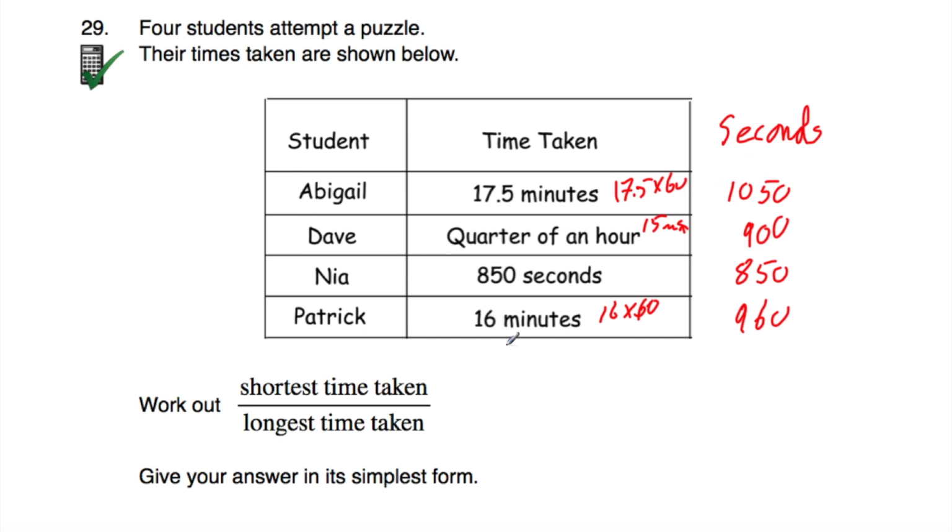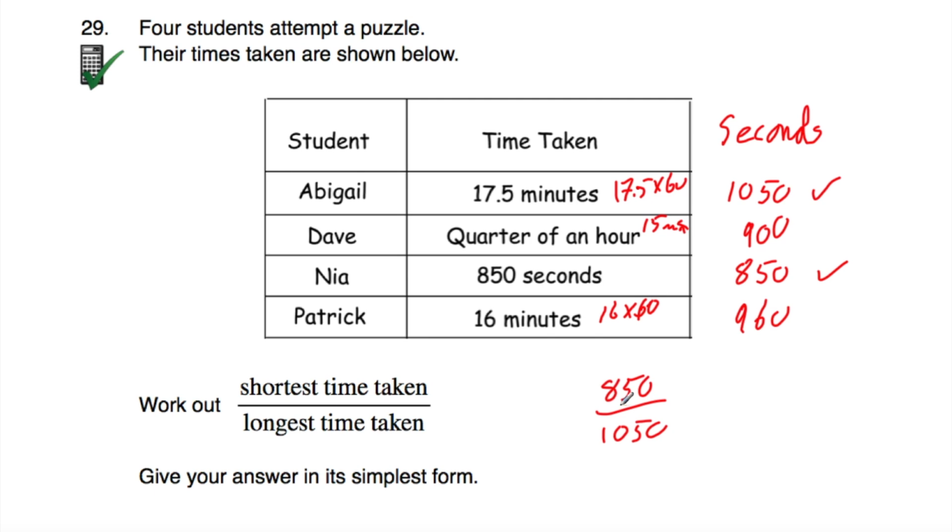We can actually spot now the shortest time, which is this one here, and the longest time, which is this one here. And we've been asked to write it as a fraction, so the numerator is 850, the shortest time taken, and the denominator is the longest time taken, which is 1050. So we've now got 850 over 1050.